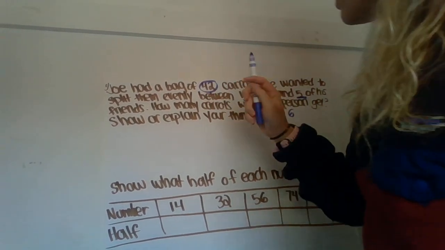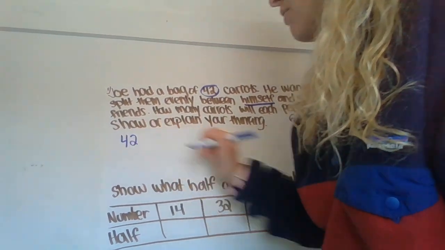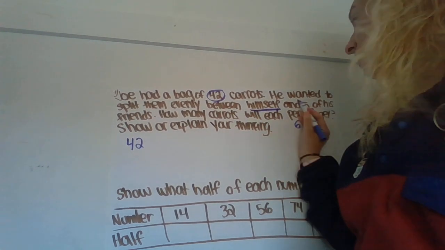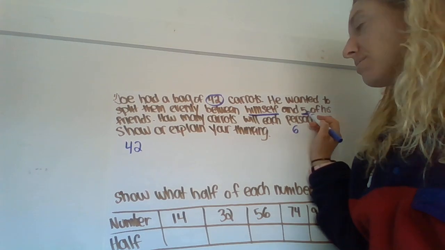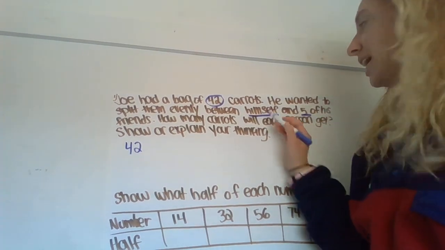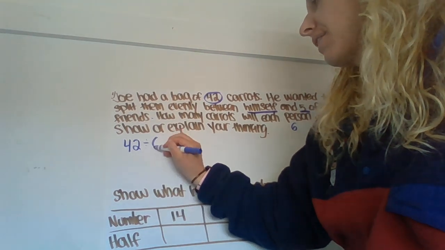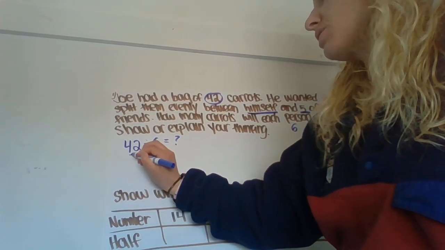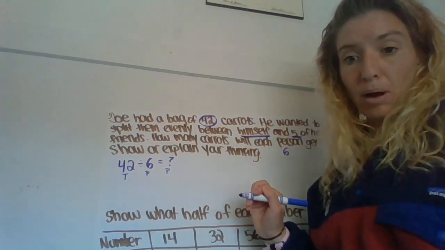So I know he has 42 carrots. So I'm going to write that down right here so I don't forget. And I know he wants to split them between himself and 5 friends. Now, people might not have figured this out, but I'm not trying to divide it by 5. It's himself and 5 friends. I'm trying to divide it by 6 equals blank. This is my total. This is my part, and I'm missing my other part.